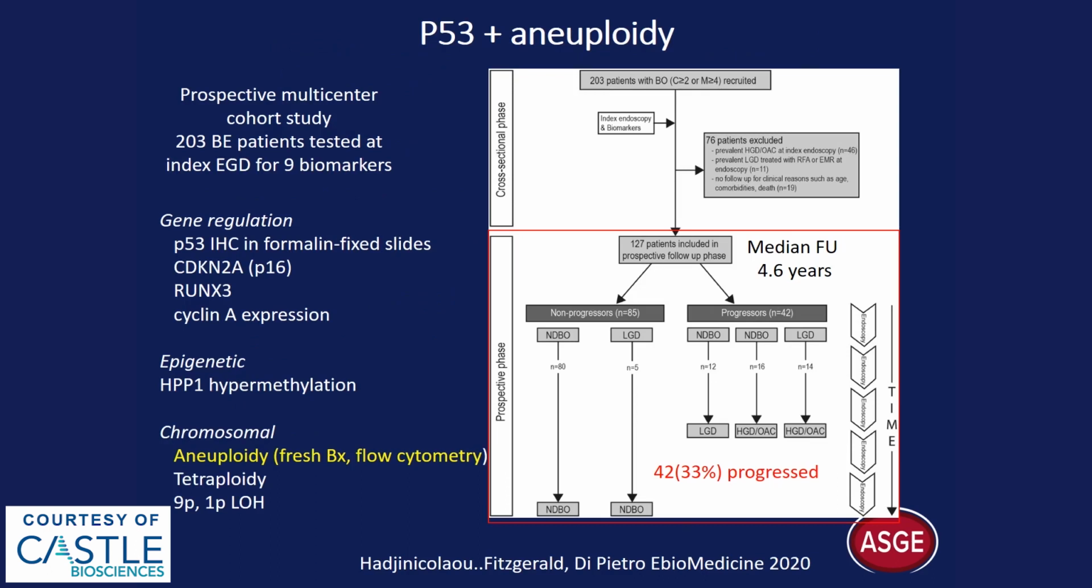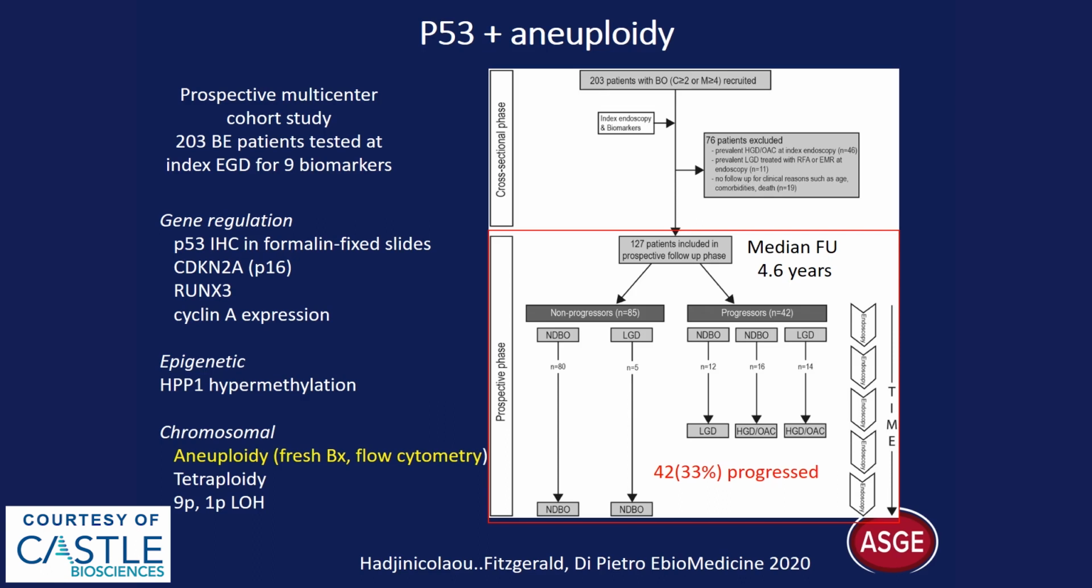In this important long-term study from Cambridge with Dr. Massimo Di Pietro and Rebecca Fitzgerald, patients were tested at baseline for 9 biomarkers, which involved gene regulation, epigenetic changes, and chromosomal changes, particularly P53 immunohistochemistry in formalin-fixed slides, and aneuploidy in fresh biopsies via flow cytometry. The median follow-up was 4.6 years.